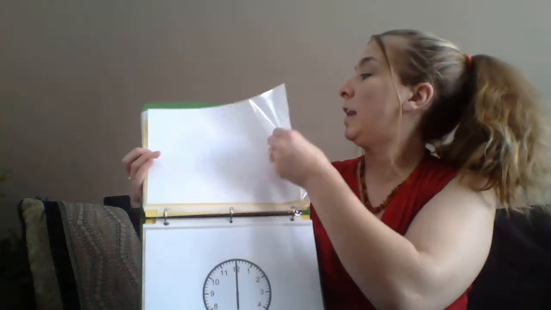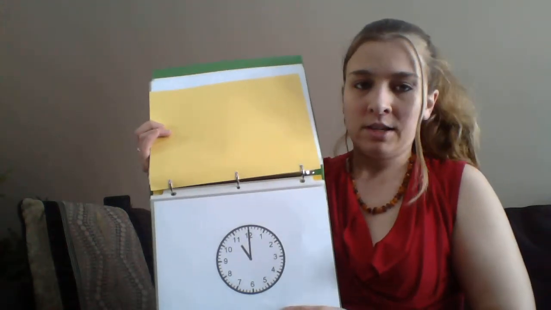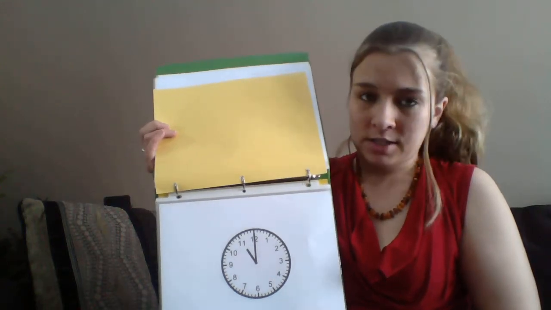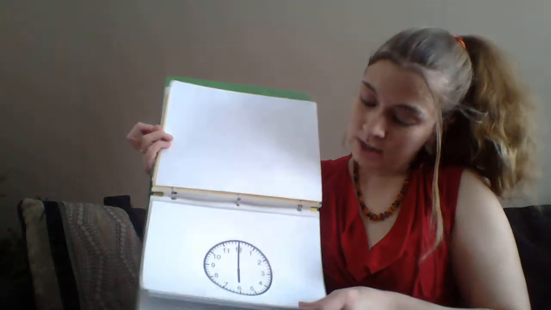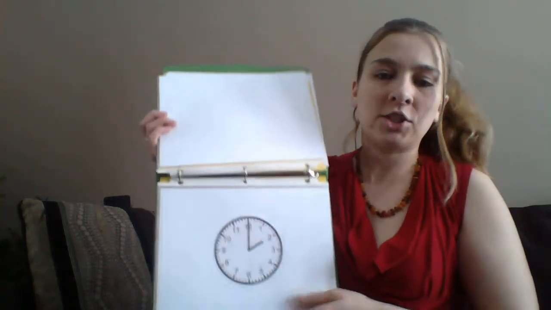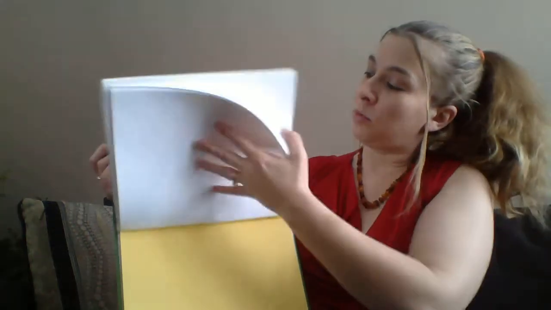Afterwards, we like to work on time. So right now we're working on hours. Little Z is very interested in the clock right now. So we talk about 11 o'clock, 6 o'clock, and we flip through them really fast, just like you would with a Glenn Doman flashcard. And afterwards, once we've done that, we move on to our touch math.